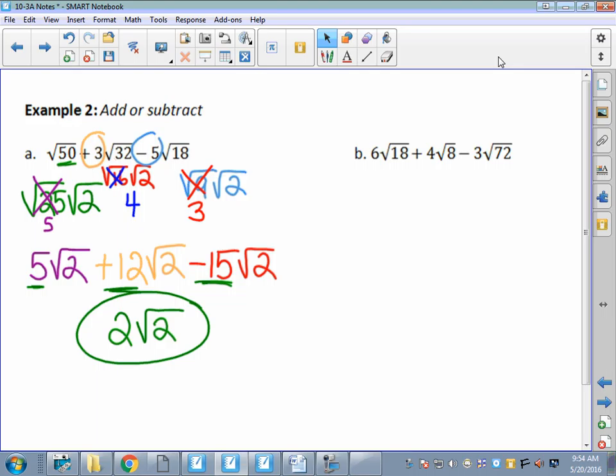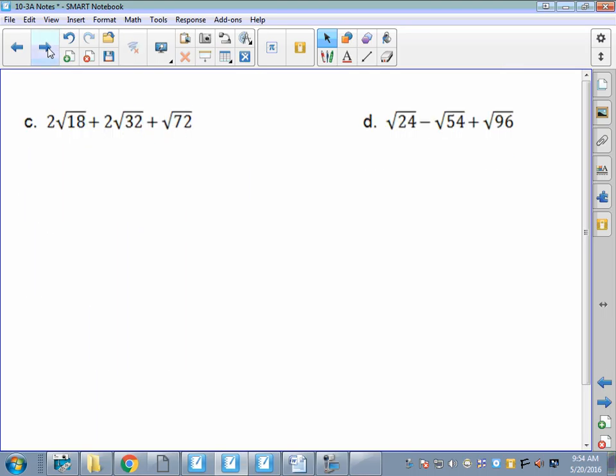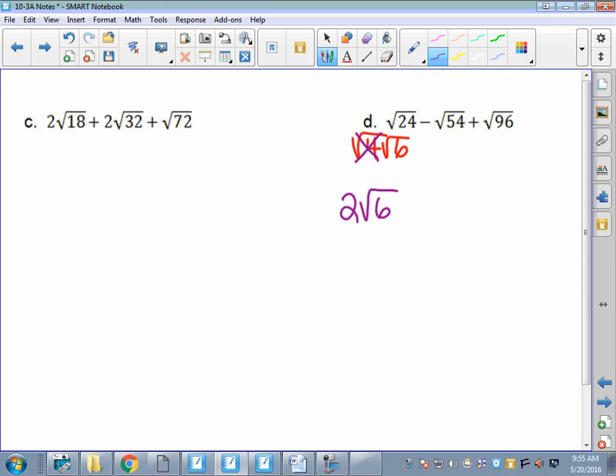Let's go over to D. So D, I've got a square root of 24 minus a square root of 54 plus a square root of 96. Let's do this nice and easy. So 24, not a perfect square. What perfect square goes into it? I think that's just going to be a 4 times 6, right? So does everybody agree with 2 square roots of 6?